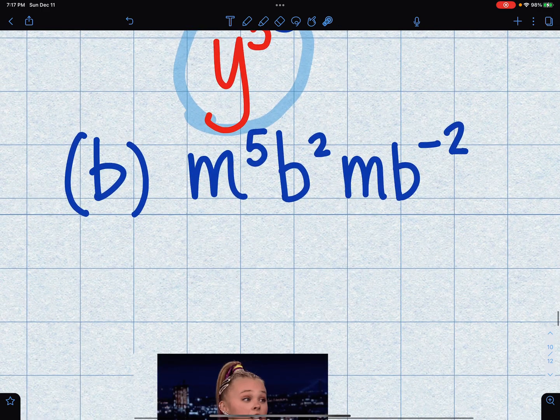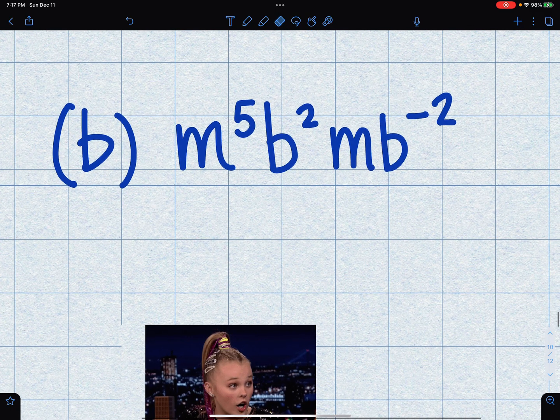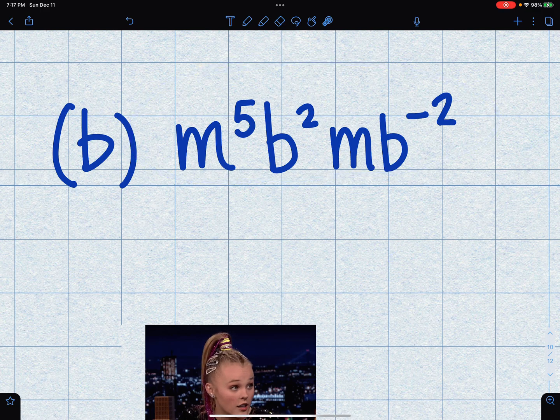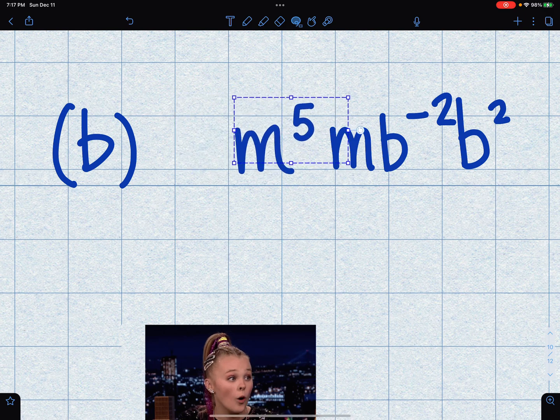Let's do the next one. Okay, I'm going to erase this part so it's not distracting. This is B. Again, I'm scanning across. I'm making sure they're all multiplied by each other, which they are. And once I see that, I'm going to rearrange so the B's are together, the M's are together.